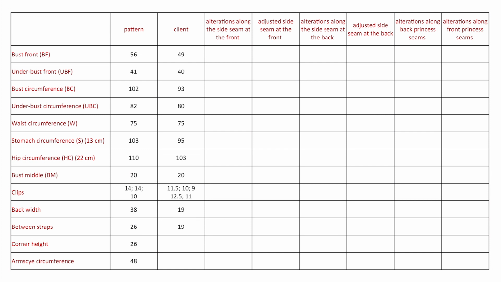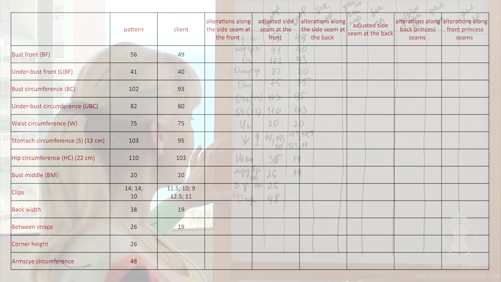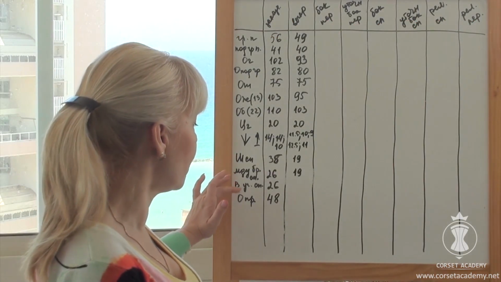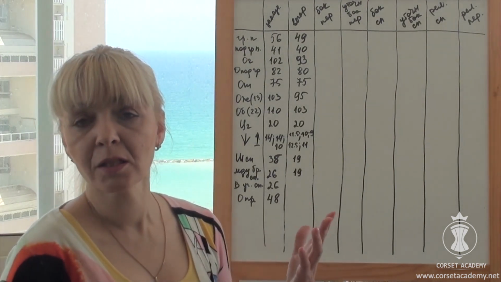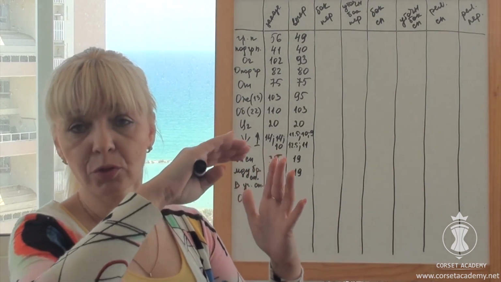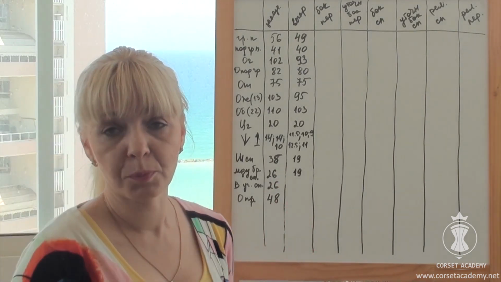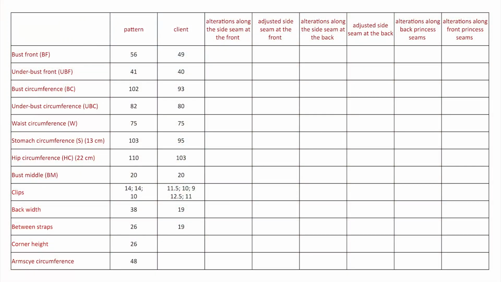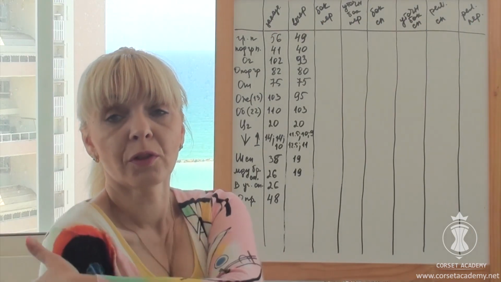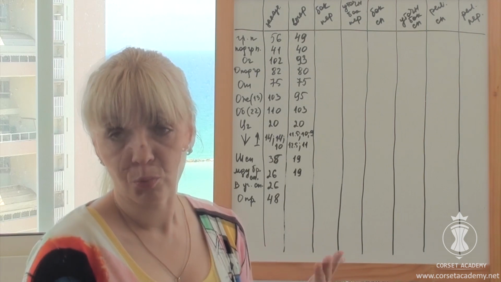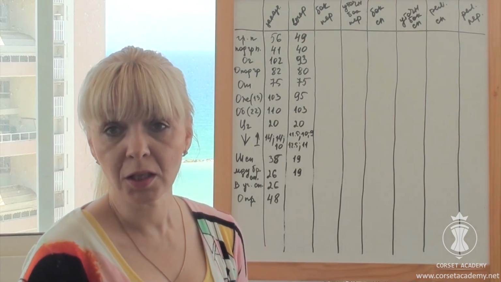Bust middle, clip, back width, between the shoulder straps at the back, height of the corner for attaching shoulder straps. The last three measurements, back width, between the shoulder straps, and corner height, are only taken in this case if you want to add corners for attaching shoulder straps at the back. Arm's eye circumference. This measurement is required in order to pre-cut a shoulder strap, secure it on the dress, and adjust its proper length during a fitting.